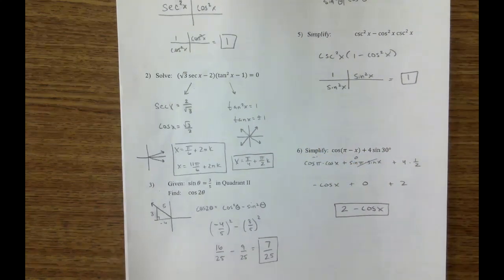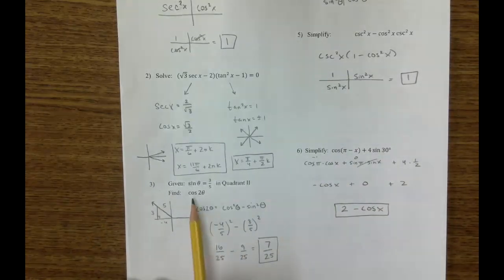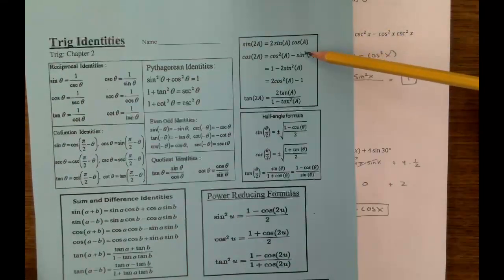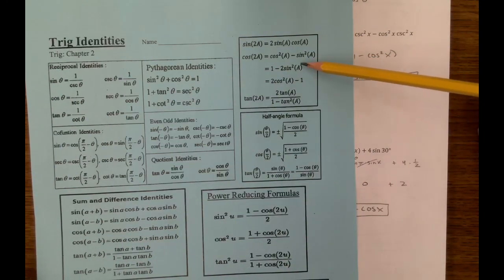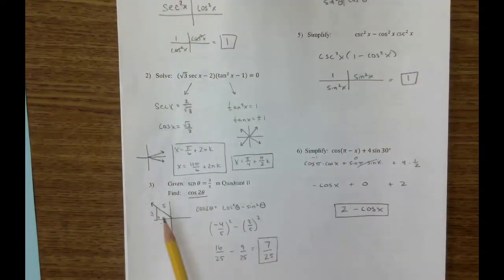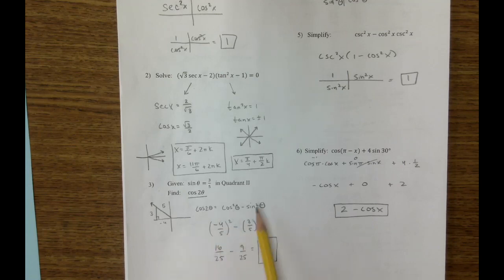On number 3, we have to find this cosine double angle. Well, for cosine double angle, you have all 3 of these options here. But before you use those options, you're going to have to draw a triangle. So if I draw this triangle, now I can pick, well, what's my cosine? Negative 4/5 squared. What's my sine? 3/5 squared. Then I can do the math.